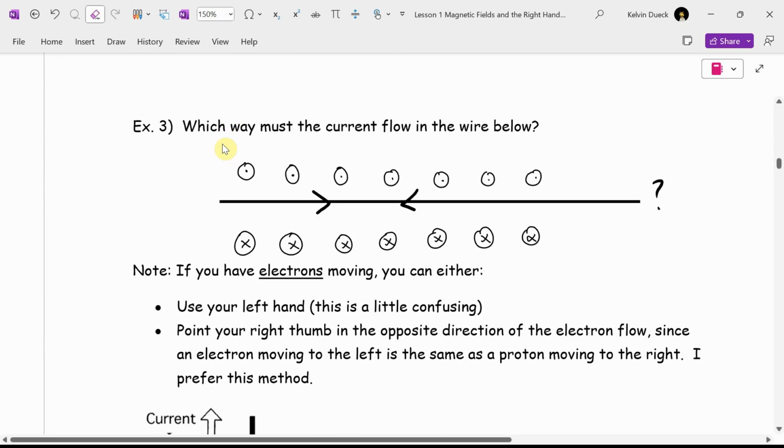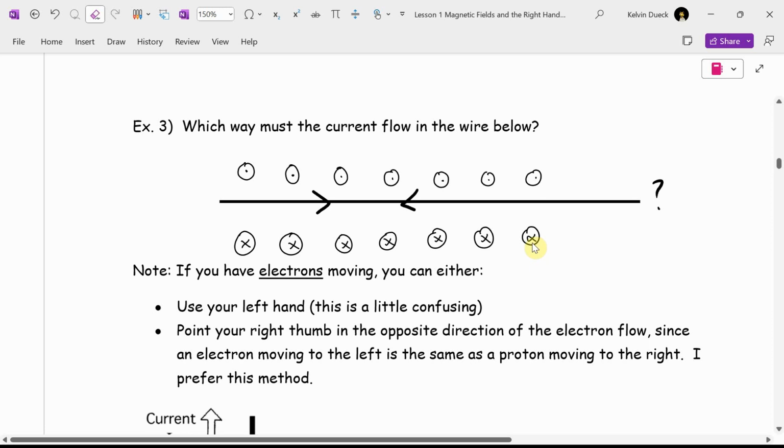Example 3. Now I'm giving you the magnetic field. What direction is the magnetic field above the wire? What do the dots mean? Out of the page. What direction is the magnetic field beneath the wire? What do the X's mean?